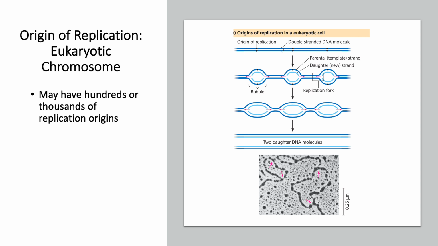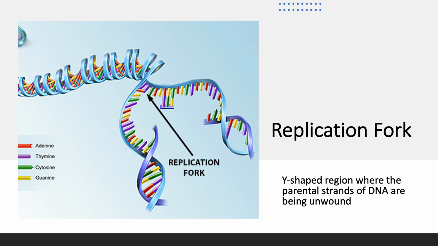In contrast to a bacterial chromosome, a eukaryotic chromosome may have hundreds to even a few thousand replication origins. In this example, multiple replication bubbles form and eventually fuse, thus speeding up the copying of the very long DNA molecules. Similar to the replication of the bacterial DNA, eukaryotic DNA replication proceeds in both directions from each origin. Then, from the ends of the replication bubbles, a replication fork forms. This is a Y-shaped region where the parental DNA strands are being unwound.